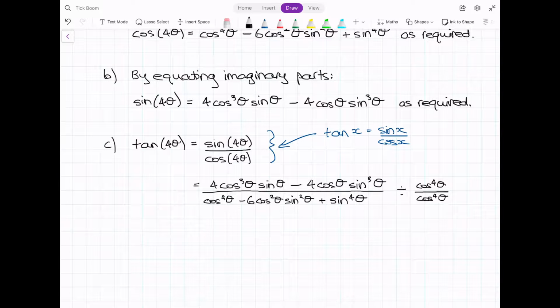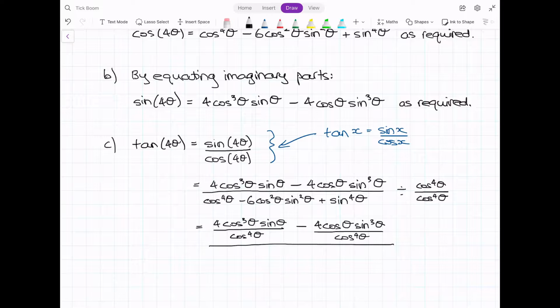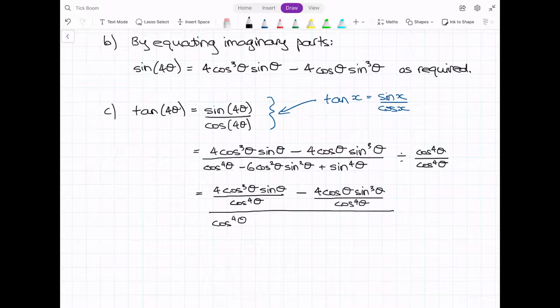So I'll just write this out in full. So we'll have 4 cos cubed theta sine theta divided by cos to the 4 theta, minus 4 cos theta sine cubed theta divided by cos to the 4 theta, because we're dividing the top by cos to the 4 theta, and then all of that is divided by cos to the 4 theta on cos to the 4 theta, and then minus 6 cos squared theta sine squared theta on cos to the 4 theta, and then plus sine to the 4 theta on cos to the 4 theta. So that's essentially what we've done by taking this step here.